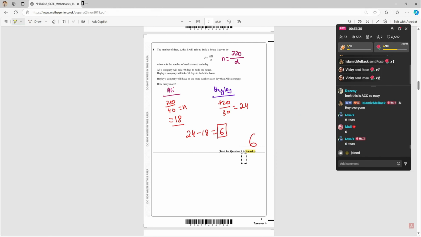Super simple. You just have to use your formula and then substitute it in, work out how many workers there are, and find the difference. Well done, guys. You're getting that correct.